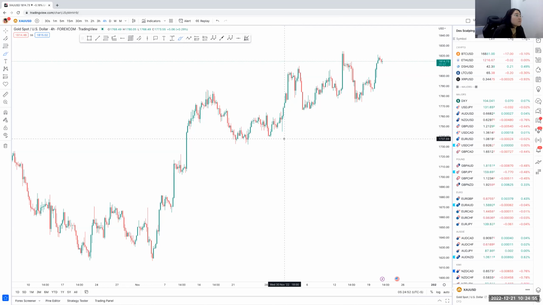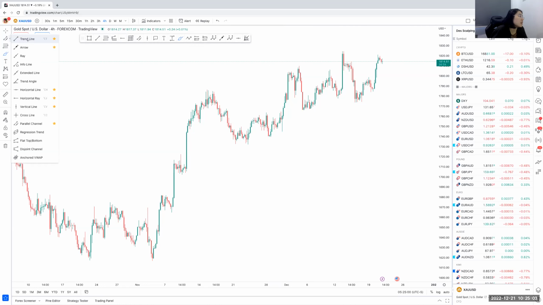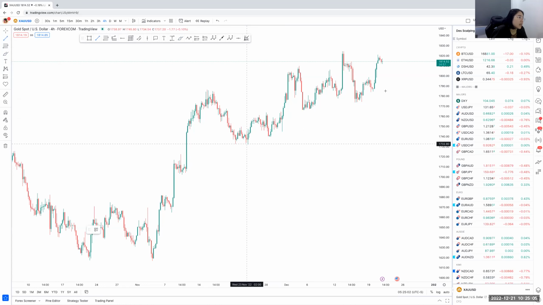Okay, it's going up. There is a channel and there's also a trend line. Thank you, Brian, again. There is an ascending trend line here. There are 1, 2, 3, and 4 touches. This is a valid trend line.